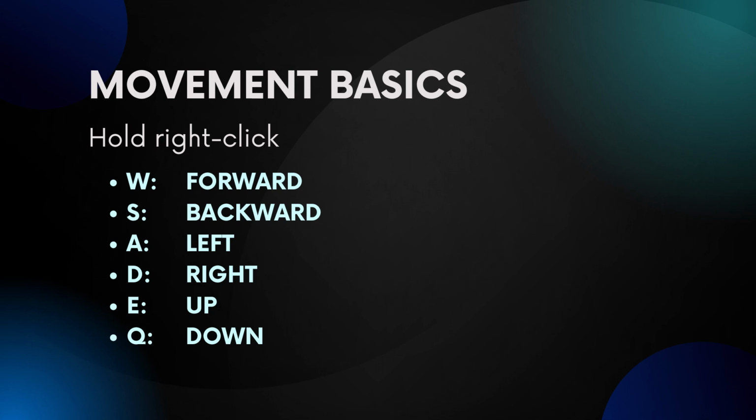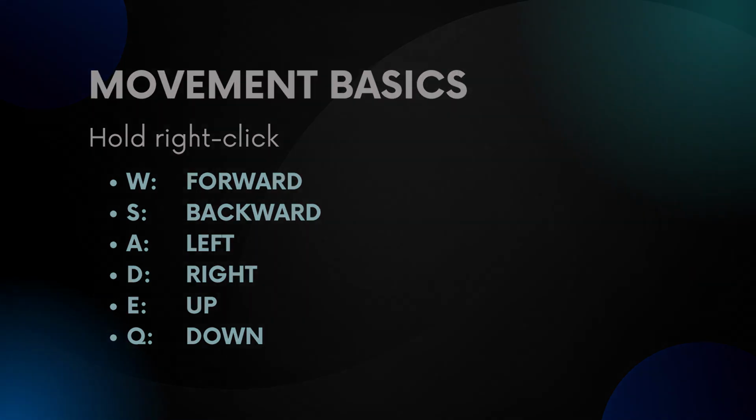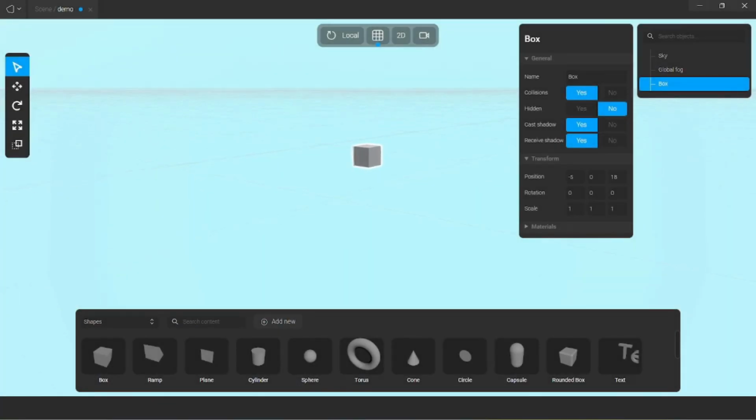To view your scene from any angle, you can hold right click and press one of the keys that you see here. For example, you can press right click and W to move forward. You can also press right click and S to move backwards. Right click and A to move to the left. Right click and D to move to the right.